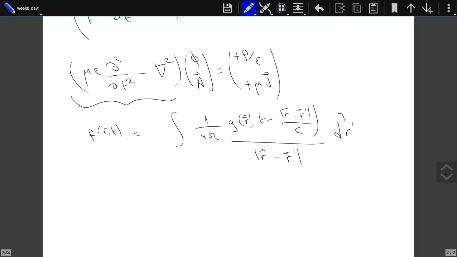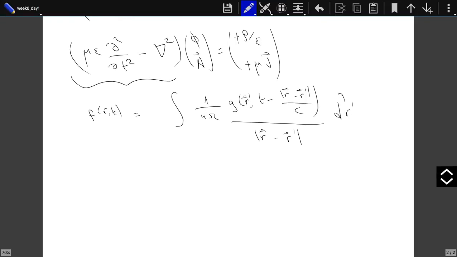So what does this mean? You see, let's look at phi. There's some charge density over here. This is my rho. And let's say I want to find the scalar potential over here, at the position r at the time t. Now let me look at this point over here.